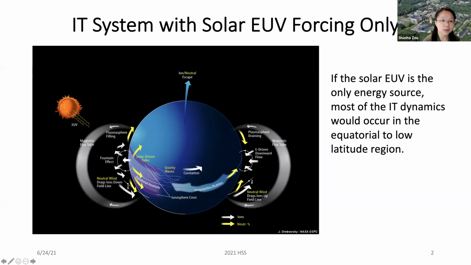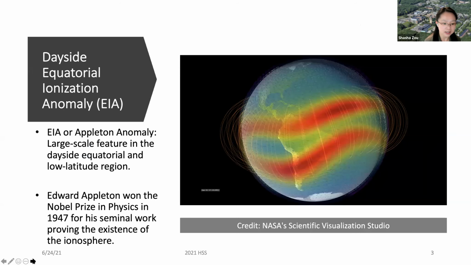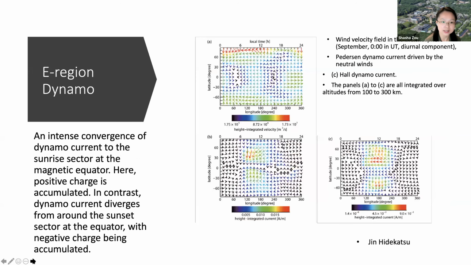For the neutrals, they are mainly driven by the solar heating, and the plasmas are affected by those solar-driven neutrals, right? That will produce a fountain effect, and this fountain effect will be the one that's used to explain what we call the EIAs, or equatorial ionization anomaly. In order to understand that, we need to understand the E region dynamo.